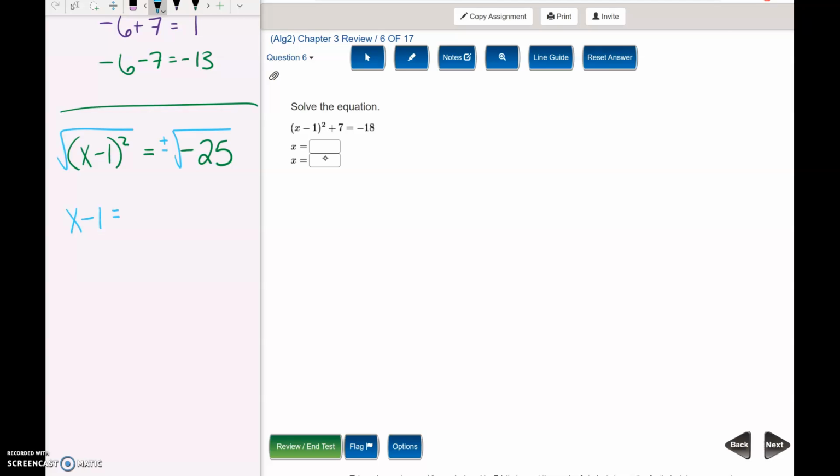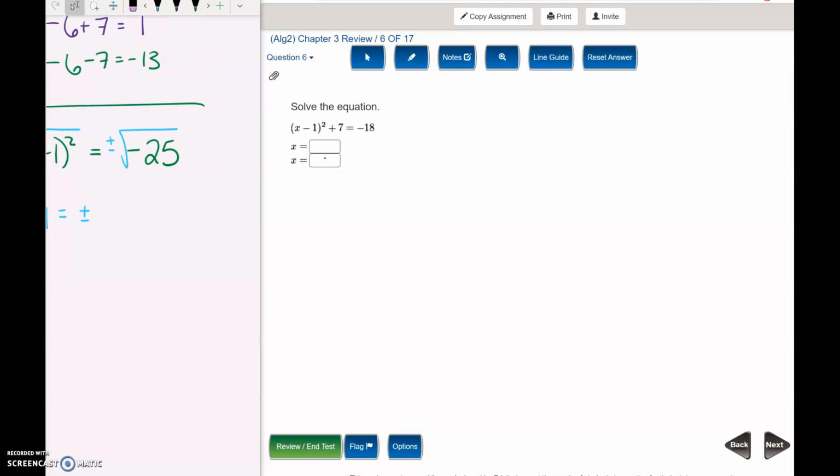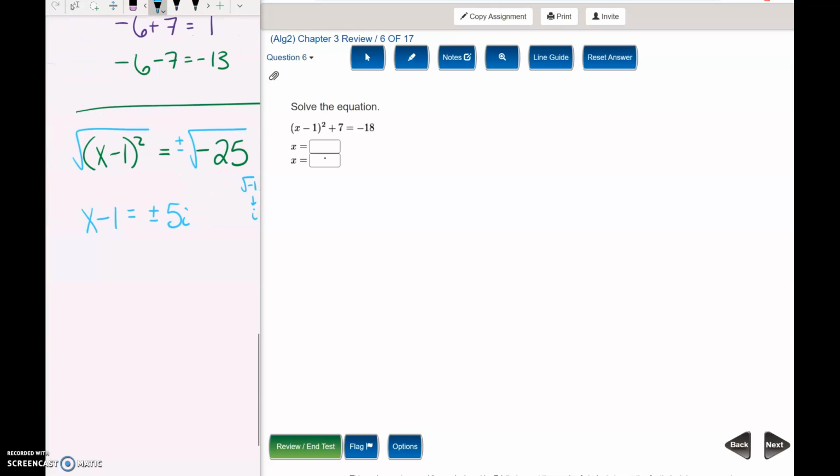X minus 1 equals positive or negative. What is the square root of negative 25? The square root of negative 25 is the square root of negative 1 times the square root of 25. The square root of 25 is 5. The square root of negative 1 is i. So it's plus or minus 5i. Add 1 on both sides. X equals 1 plus or minus 5i.